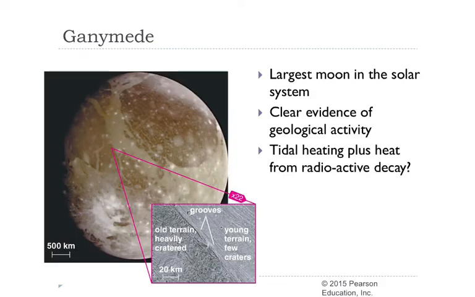Ganymede is the largest moon in the solar system, and we see that there's some clear evidence of geological activity. This is due to tidal heating. We'll talk about that a bit in the later section. But here, this image in the bottom, you could see that there's old terrain that's heavily cratered, and then we see kind of a smoother, younger terrain. And there's a clear distinction between the two. So something happened there where it smoothed out the surface. So we anticipate that there is a geological activity happening now.